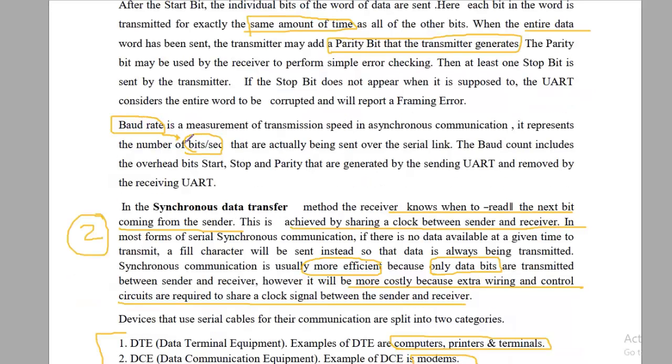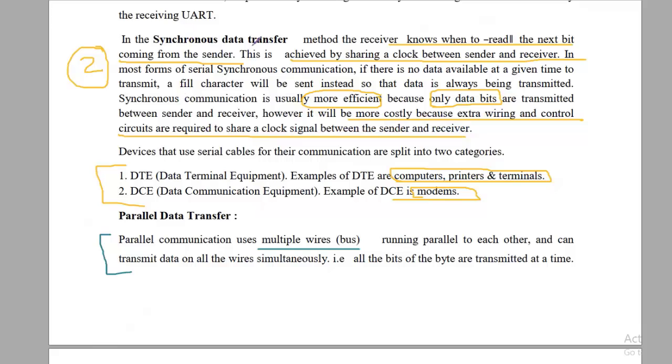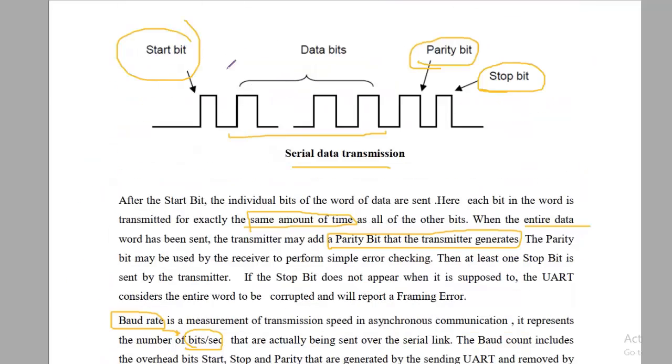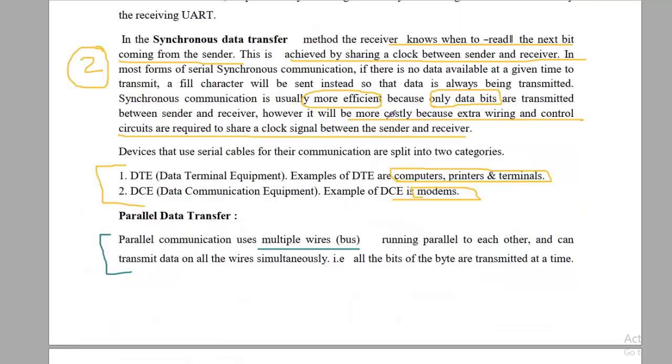So the baud rate is basically measured in bits per second. Next thing is asynchronous data transfer. In synchronous data transfer, we are sharing a clock between sender and receiver. When we compare both asynchronous and synchronous, synchronous will be more efficient because only data bytes are transmitted. But in case of asynchronous, we are sending the start bits, parity bits, and stop bit also.